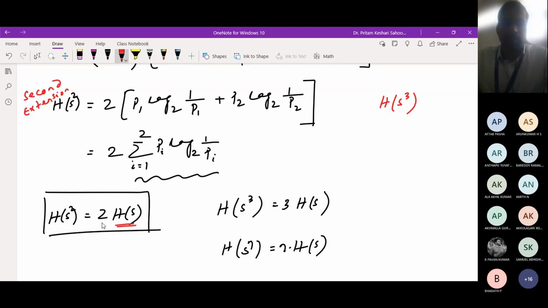So it will be multiplied by 2. What we obtain is that the second extension of that source is nothing but twice the average information of the first extension. First extension means when you have only two symbols, one is S1, another is S2. If you want to find the third extension of such a source, then it will be 3 multiplied by the entropy of the first extension.